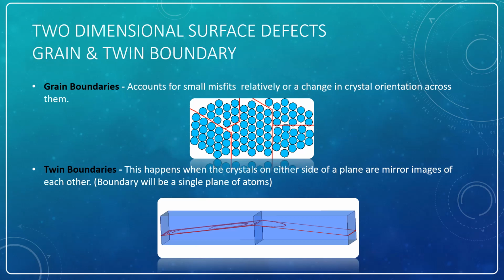The two-dimensional surface defects are classified as grain and twin boundaries. The grain boundaries account for relatively small misfits. As you can see in the diagram, groups of atoms combine together and form a boundary-like structure. They rearrange themselves, and the orientation of the atoms is in a specific way such that they create boundaries among themselves. Twin boundaries happen when the crystals on either side of a plane are mirror images of each other, that is, similar to each other, and this boundary will be a single plane of atoms.